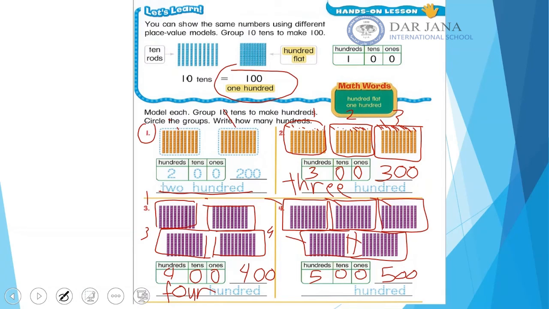Remember again, 500 is a 3-digit number that contains hundreds, tens, ones. Again, the 500 contains hundreds, tens, ones. Okay? How do I write 5? It's F-I-V-E. 500.